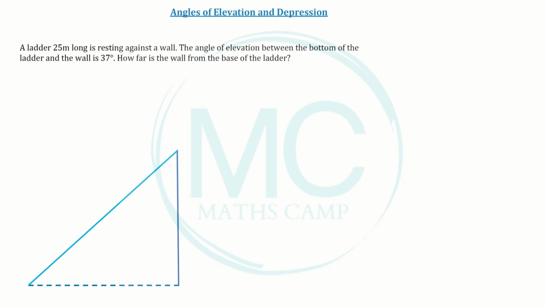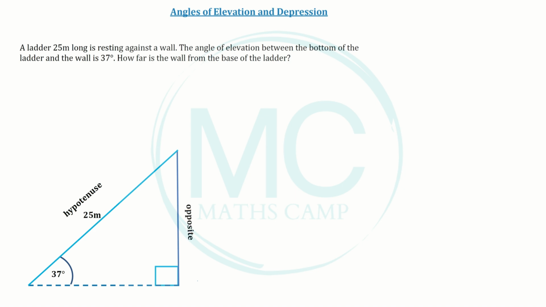Now the floor is horizontal and the wall is vertical, which means the wall and floor are at a 90-degree angle to each other. The question tells us that the ladder is 25 meters long, so let's put 25 on our diagram over here. The angle of elevation between the bottom of the ladder and the wall is 37 degrees. So we can draw an angle from the horizontal floor to the ladder and write in 37 degrees. Now we have a right angle triangle. The hypotenuse is always directly across from the 90-degree angle. So the ladder is the hypotenuse of this triangle. We are working with a 37-degree angle.